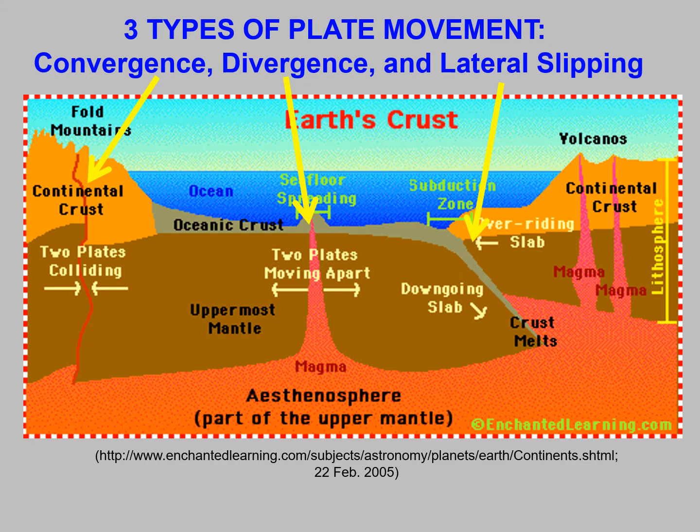And the third is lateral slipping, where the heavier rocks of the oceanic crust ride down beneath the lighter rocks of the continental crust, and often in a sideways motion. And in these areas, we see earthquakes.